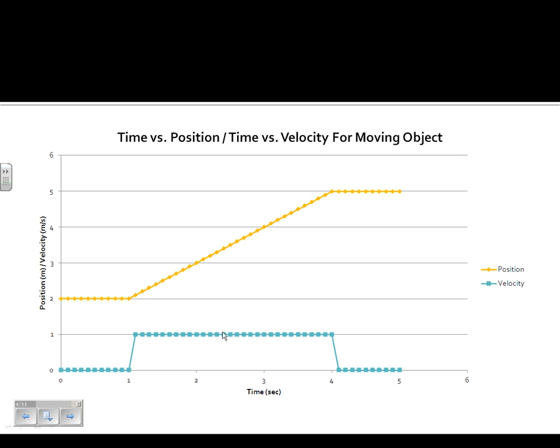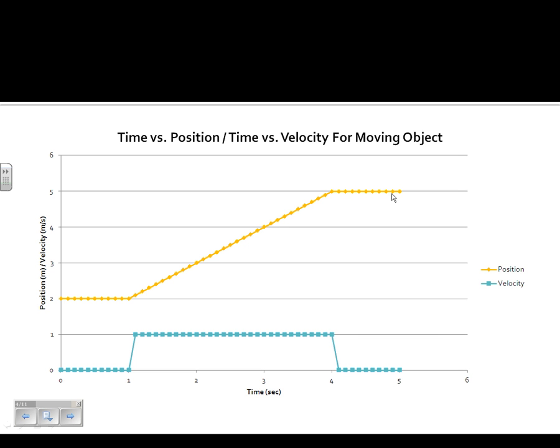So up here on the velocity graph, represented by the light blue, we see a horizontal line at positive 1. Now, that horizontal line doesn't mean that it's standing still. A horizontal line on a position graph means it's standing still, but a horizontal line on a velocity graph means that the velocity is constant. It's moving at a constant rate.